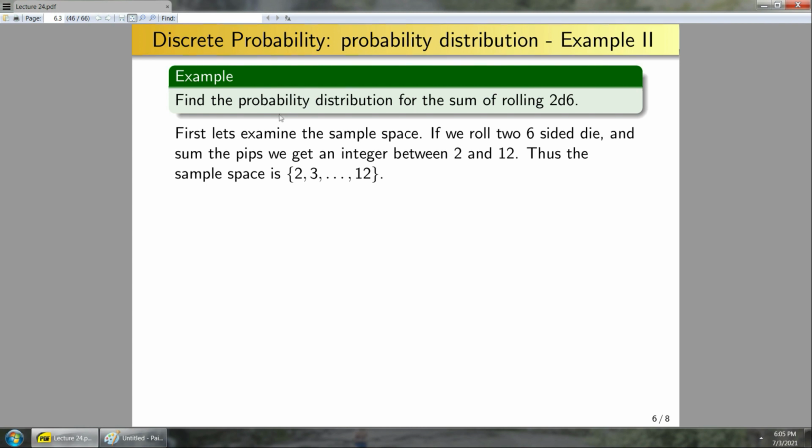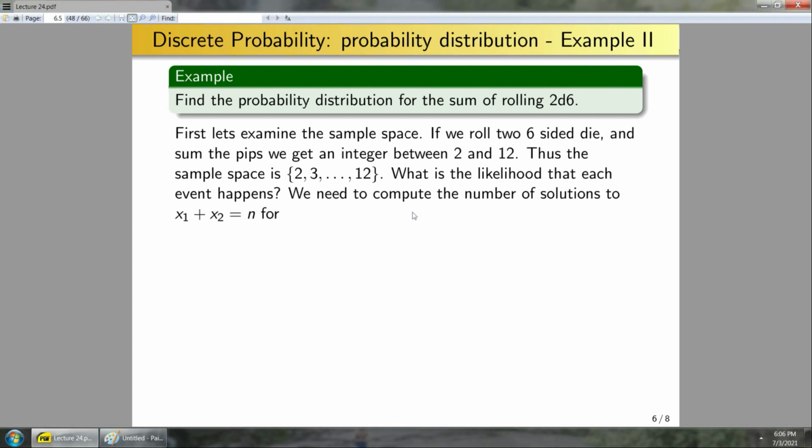So now if I want to find the probability distribution function for these events, I need to know what is the likelihood that each event happens. Well, I can turn this likelihood problem into a combinatorics problem. How do I do this? Well, in order to determine the likelihood, I need to compute the number of solutions to x1 plus x2 equal to n, where n is going to range between all of the values in my sample space. So explicitly, n can be any value between 2 and 12, and for my dice rolls, I know a d6 has sides ranging from 1 to 6, so this is what I want for my dice rolls.